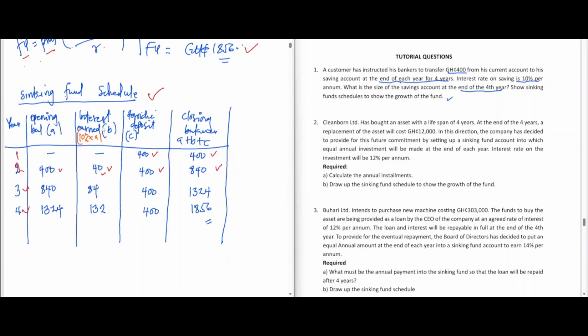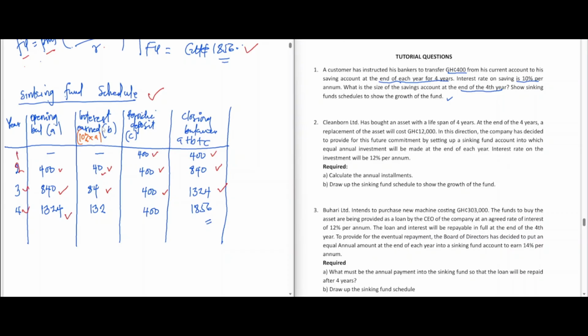This 840 Ghana cedis now becomes our opening balance for year 3. Then we calculate the interest earned on this 840, which is 84 Ghana cedis. Then we make another yearly deposit for year 3. When you add 840 plus 84 plus 400 Ghana cedis, the deposit for year 3, we get a total balance of 1,324. This 1,324 becomes the opening balance for year 4.